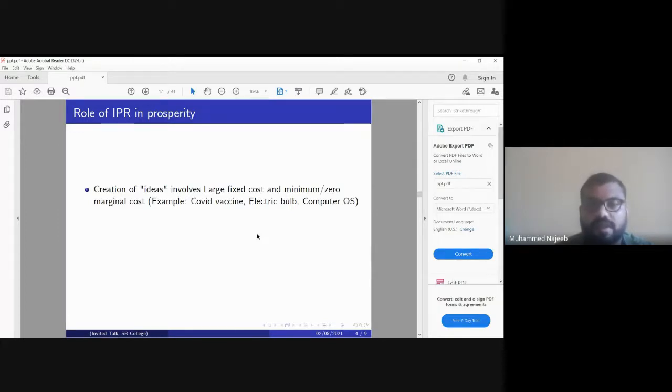Maybe the cost of a CD is 10 rupees or 20 rupees. But for the first unit, the cost is very high. That is, there is a huge fixed cost associated with the creation of this idea.